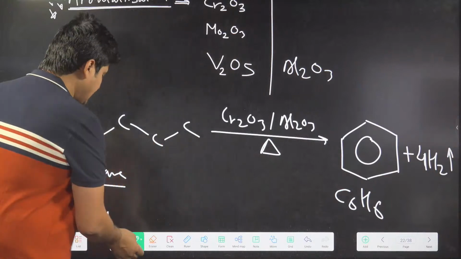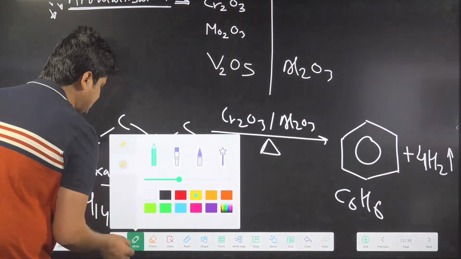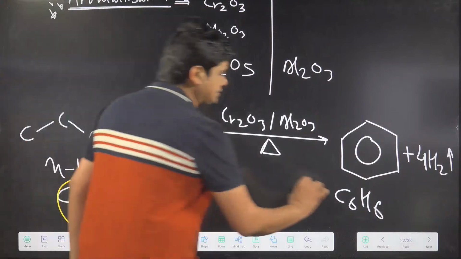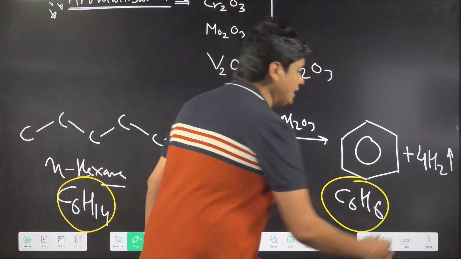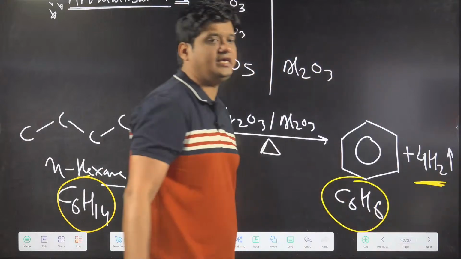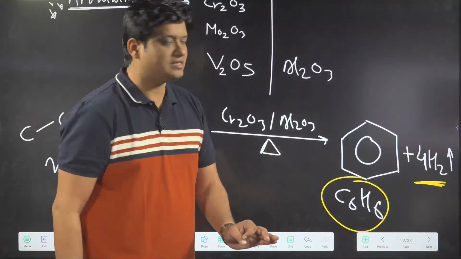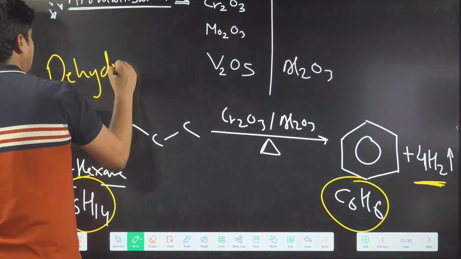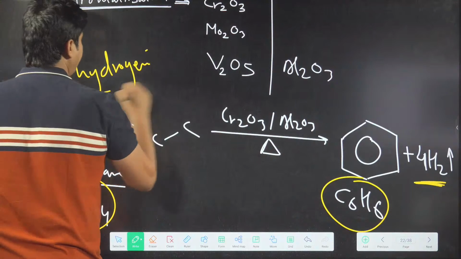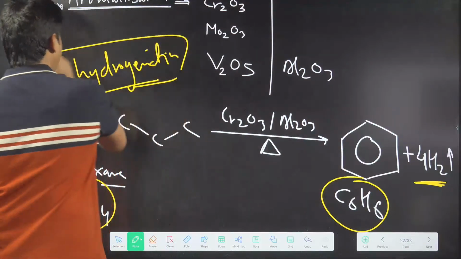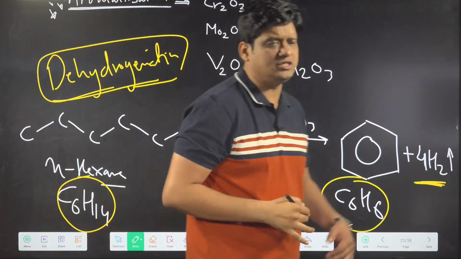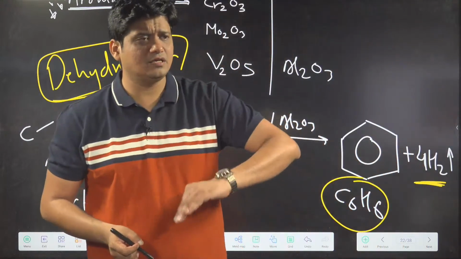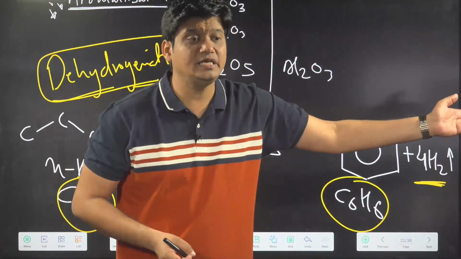What is the nature of this reaction? Normal hexane, C6H14, is giving C6H6 and hydrogen is released, which means this reaction is a dehydrogenation reaction. Release of hydrogen is dehydrogenation. Like binding of hydrogen is hydrogenation, so removal of hydrogen is dehydrogenation.